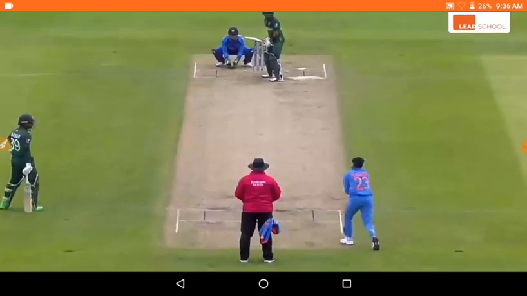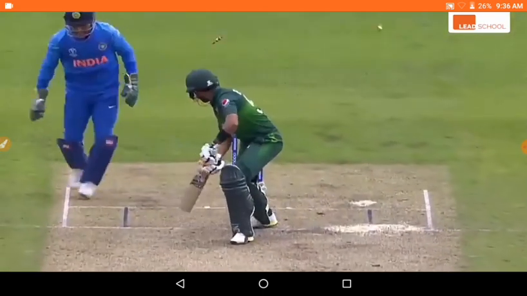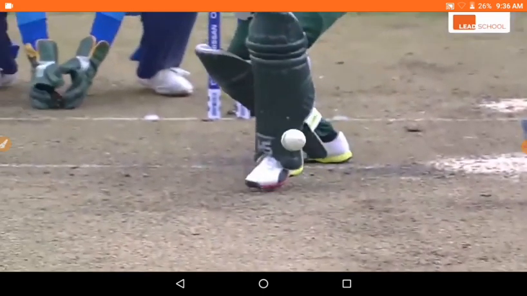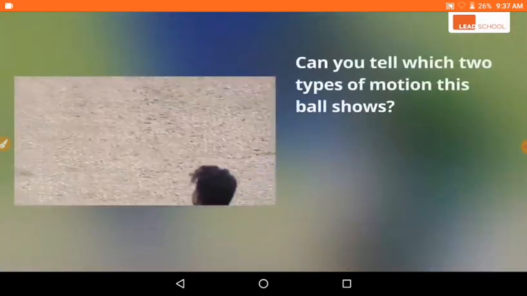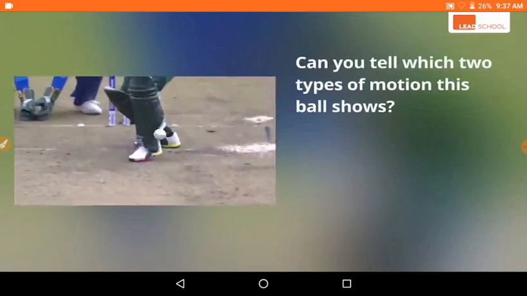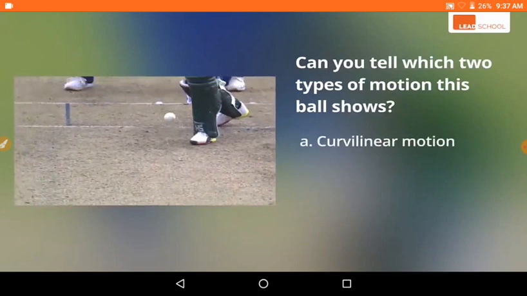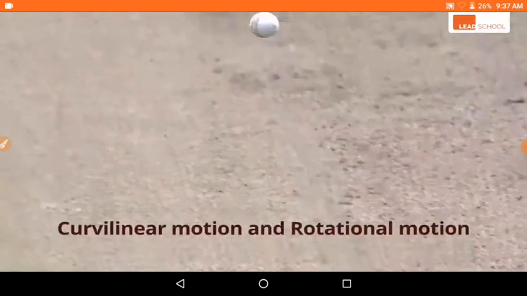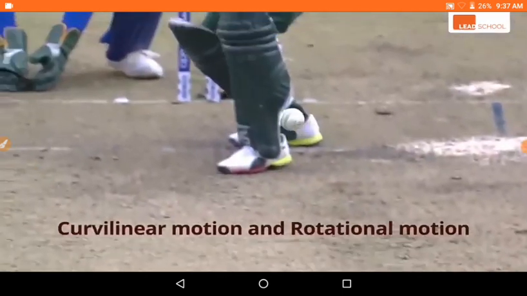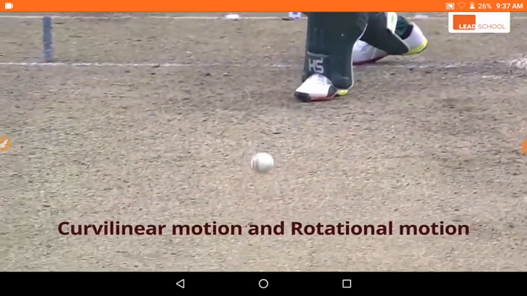Now, let us come back to our cricket example. When spin bowlers spin a ball, it shows two different types of motion. Can you tell us which are the two types of motion this ball shows? A. Curvilinear motion, B. Rectilinear motion, C. Rotation, or D. Revolution. The cricket ball shows curvilinear motion, a type of linear motion, because it travels along a curved path, and it also shows rotation.